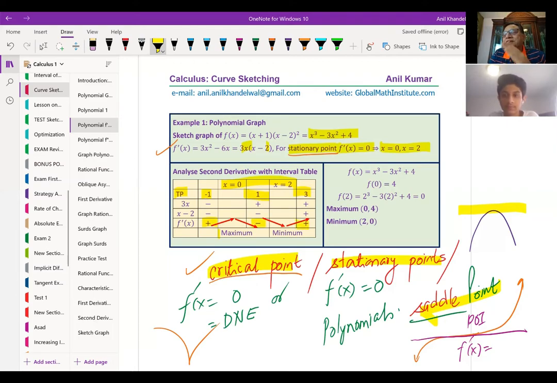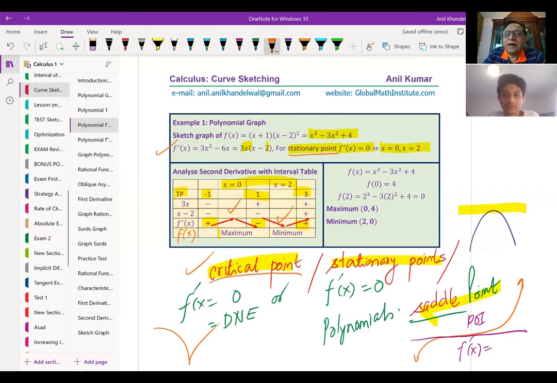Positive sign means the derivative is positive. Derivative positive means the function f of x is increasing. You get the idea. Yes, sir. So the function increases, and negative means the function decreases. That means there is a maximum over there, right? Correct. So we got a local maximum at x equals 0 and a local minimum at x equals 2.